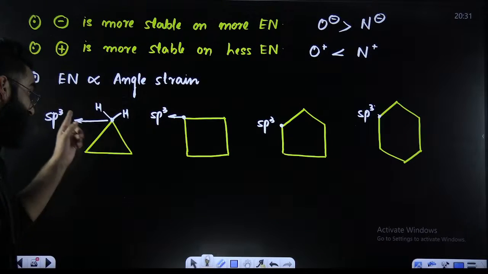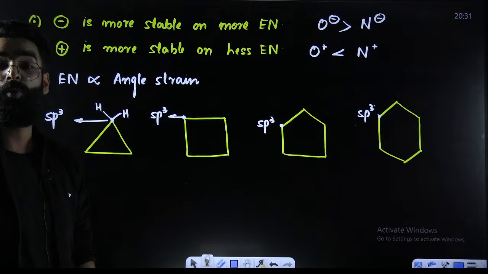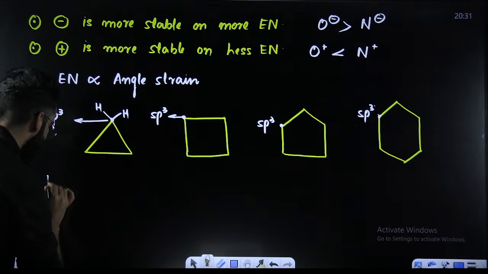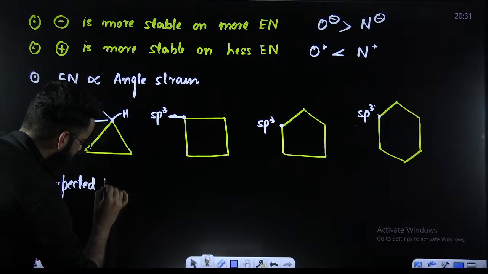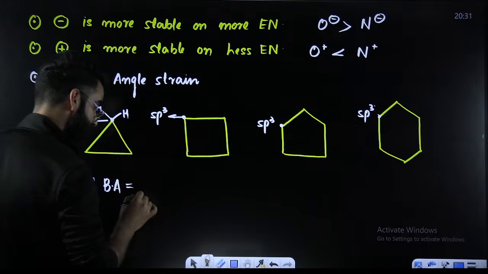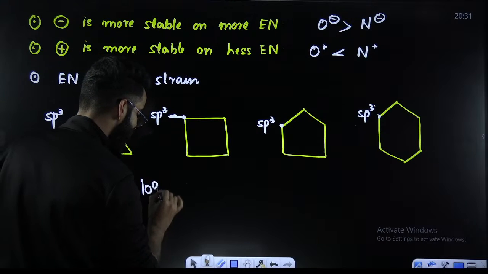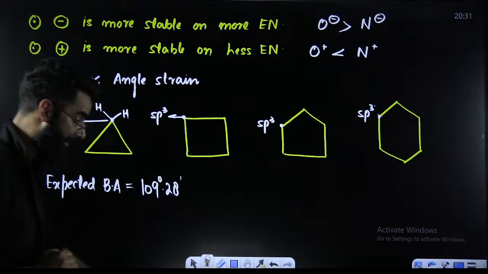If, my dear students, the selected carbons over here are all sp3 hybridized, what has to be the expected bond angle? The expected bond angle in case of sp3 hybridization is 109 degree 28 minutes. Correct?